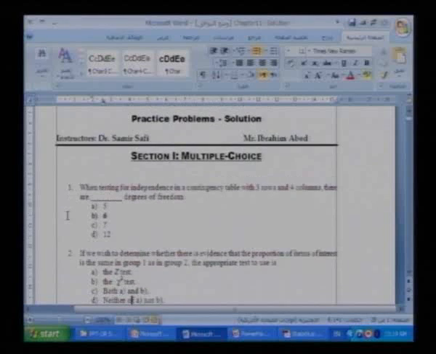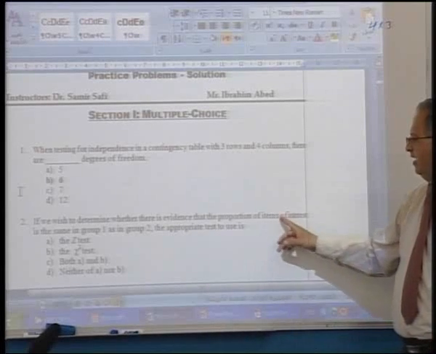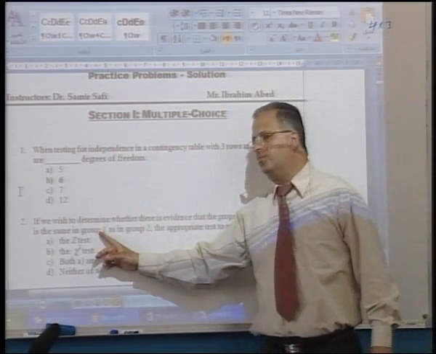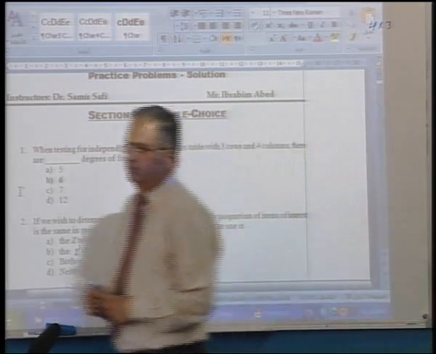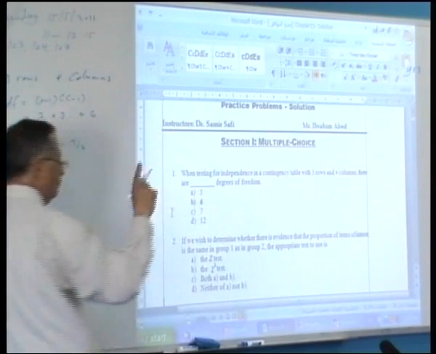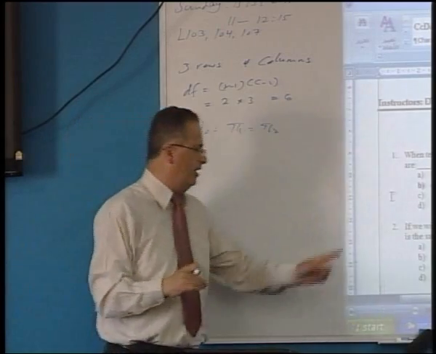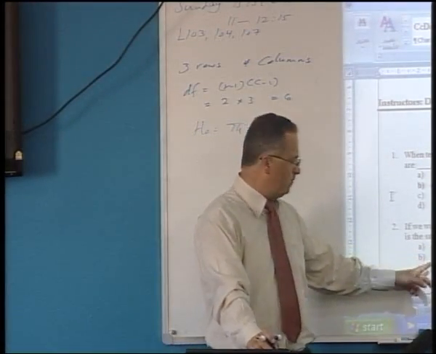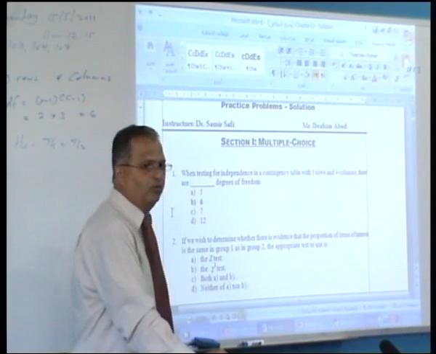Second question. If we wish to determine whether there is evidence that the proportion of items of interest is the same in group 1 as in group 2, the appropriate test to use is... So here we are testing π1 equals π2. So there are 2 populations. Now the answers: A, Z statistic, Z test; B, chi-square; C, both A and B; D, neither of A nor B.